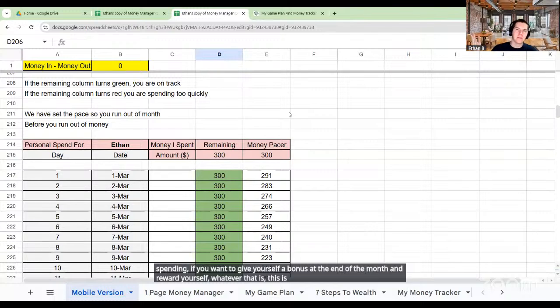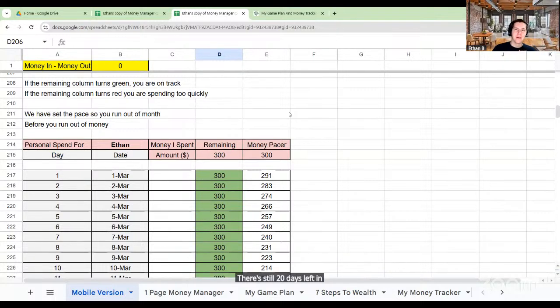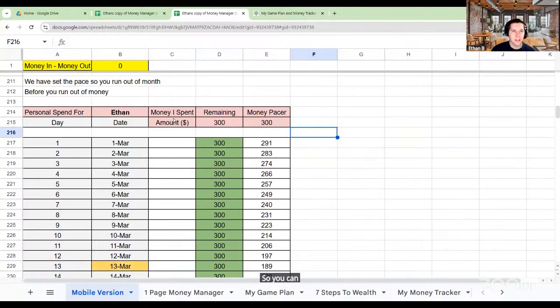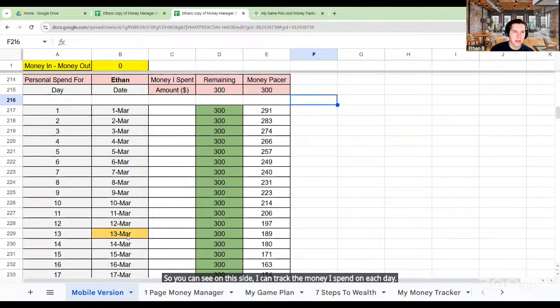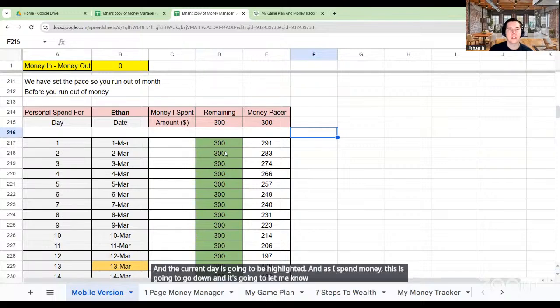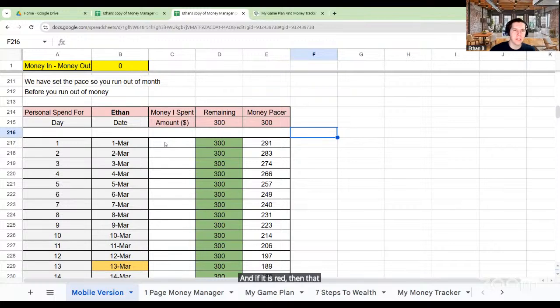So instead of like most people do, we spend all our money and then there's still 20 days left in the month and we're sad about it. Now we're going to track it through the month. You're going to make sure you're on track. And then by the end of the month, you're actually going to have extra. So you can see on this side, I can track the money I spend on each day. And the current day is going to be highlighted. And as I spend money, this is going to go down and it's going to let me know if it's green, then we're right on track. And if it is red, then that means we're going a little bit too fast.